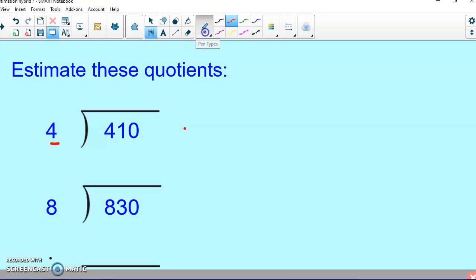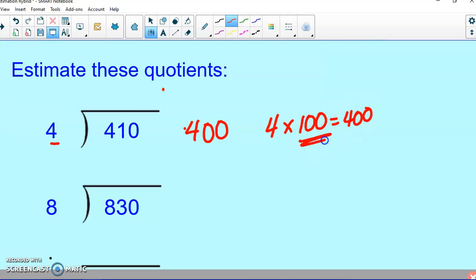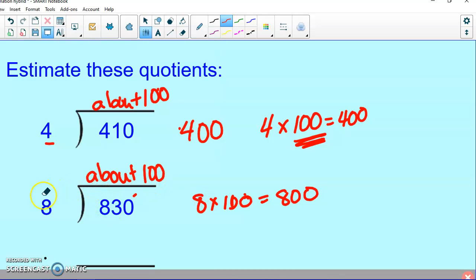Okay, we are now going to move on to dividends that are in the hundreds. So here, 4 goes into 410 how many times? Well, that's not one I can do right off the bat in my head, but I do know that 410 is super close to 400. And so I know that I can make 4 into a 400 by doing 4 times 100, and that equals 400. So my estimated quotient here would be about 100.